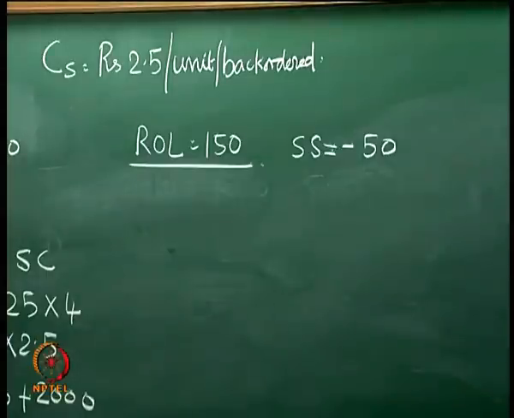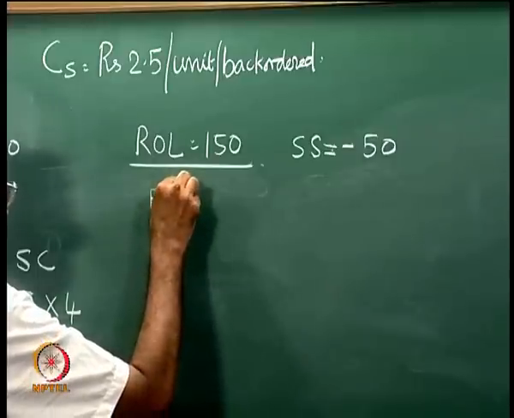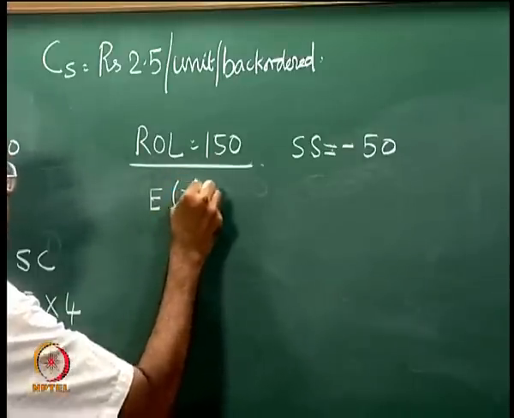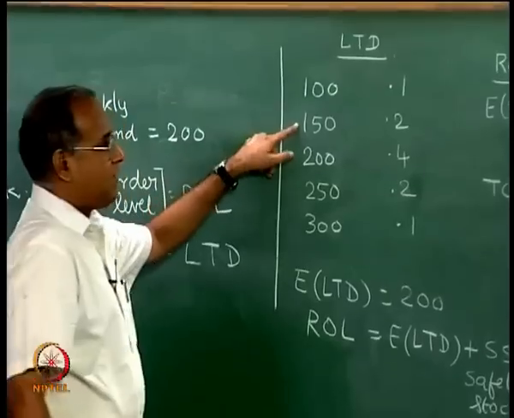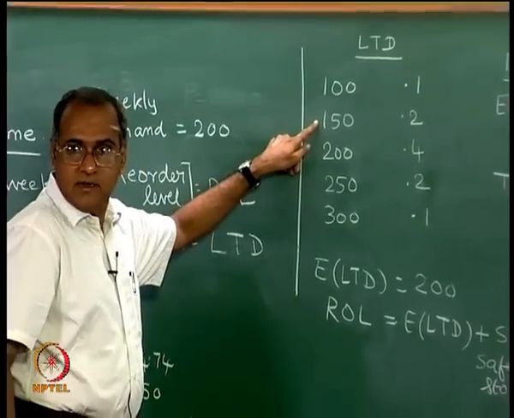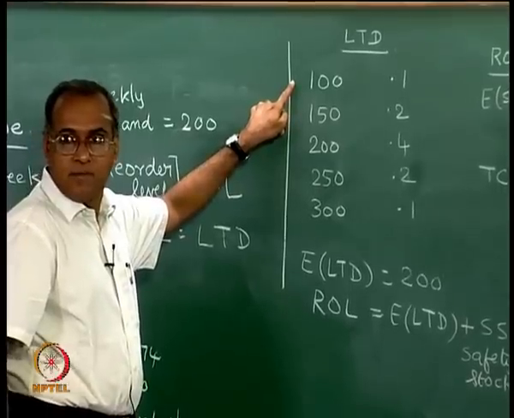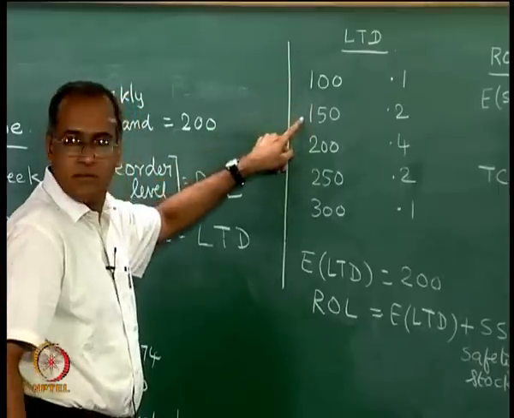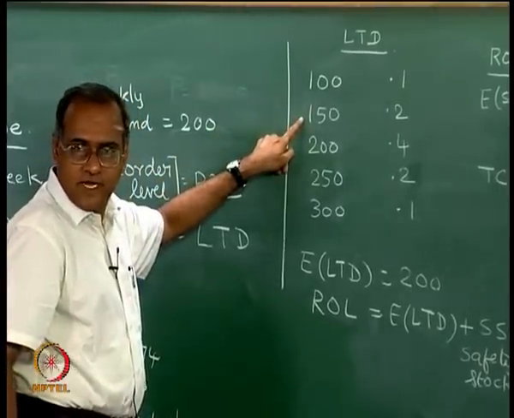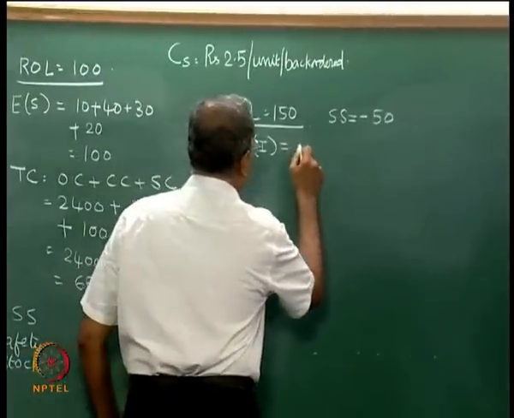So now once again expected inventory will be, now the ROL is 150, so we will have inventory if the demand happens to be 100. So there will be an inventory of 50 in this cycle with a probability of 0.1, so expected inventory is 5.